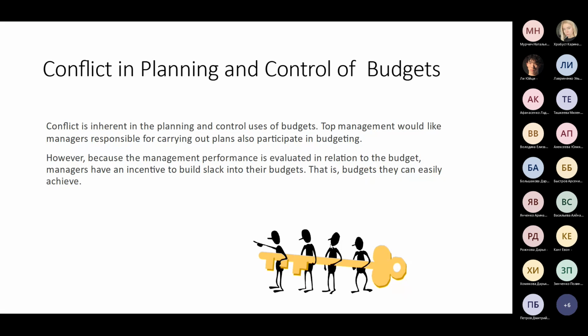So there may be some conflict in planning and control of budgets. Conflict is inherent in planning and control uses of budget. Top management would like managers responsible for carrying out plans to also participate in budgeting. However, because management performance is evaluated in relation to the budget, managers have an incentive to build slack into their budgets. That is, budgets that can be easily achieved. So they could participate in budgeting and create a budget that is easy to achieve and therefore obtain the extra bonus while the real profitability of the company is not increasing.